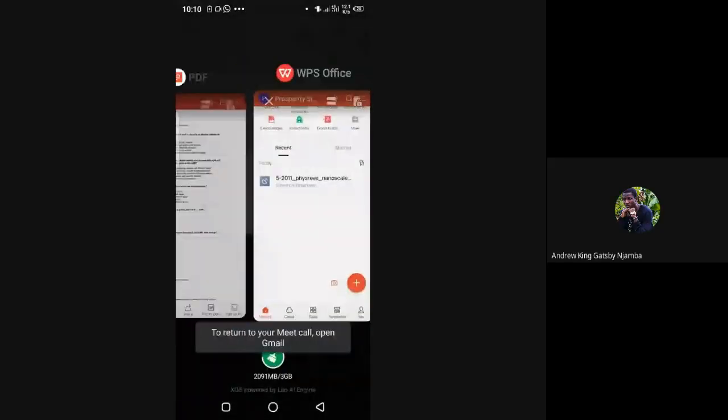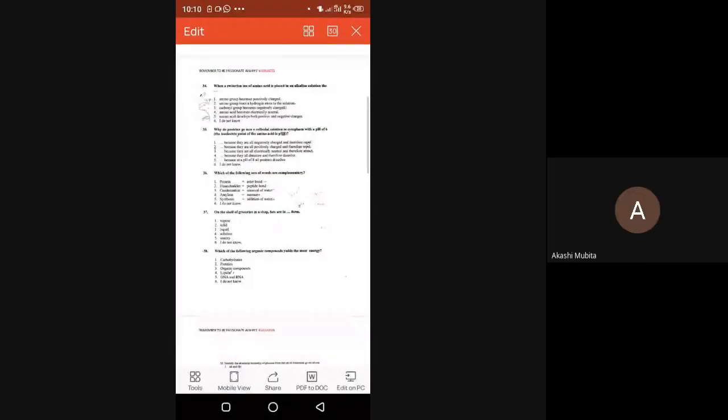The question is saying, which of the following organic compounds yields the most energy? Number 1, carbohydrates. Number 2, proteins. Number 3, organic compounds. Someone says B, but there is no B. Where are you getting the B from? Question number 38.